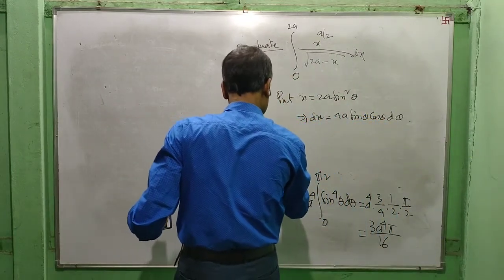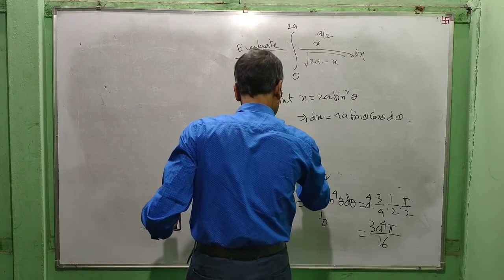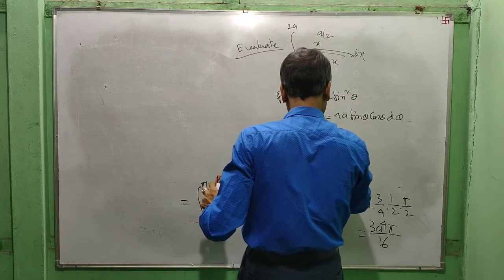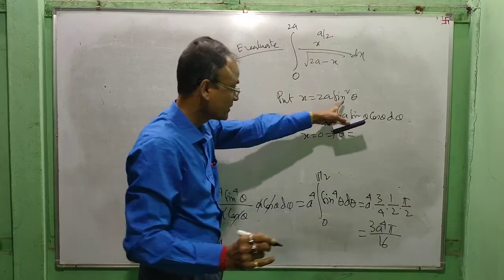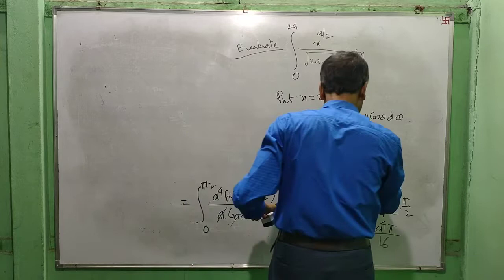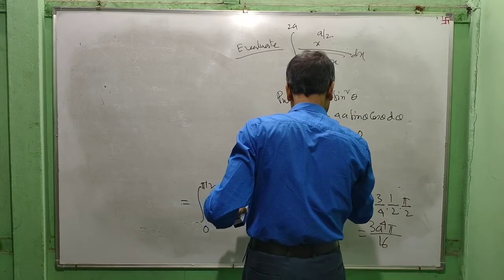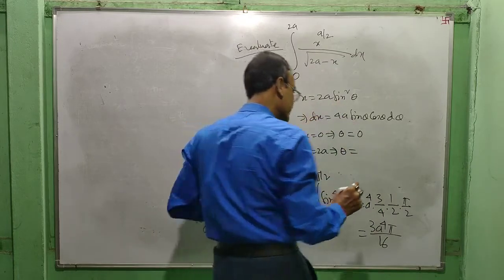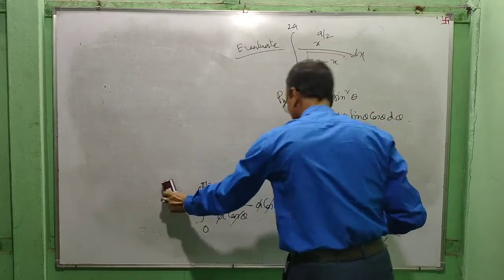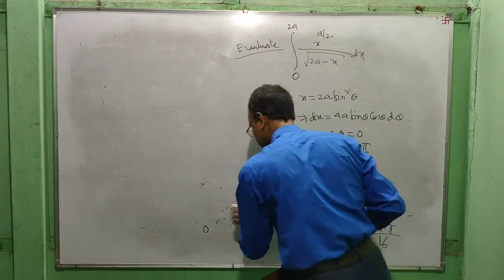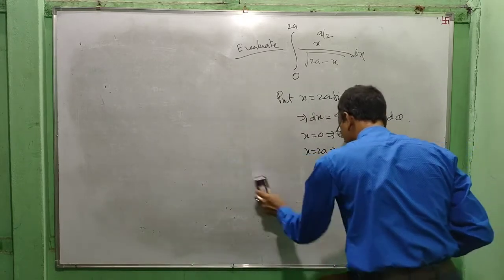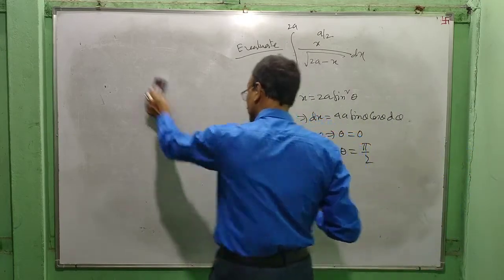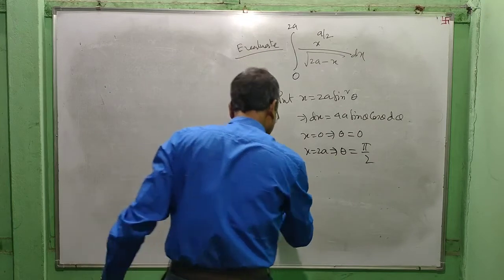Therefore, I equal to the integration from 0 to twice a. Now x equal to 0 implies theta is equal to 0. X equal to twice a implies sin square theta equal to 1, so theta is equal to pi by 2.